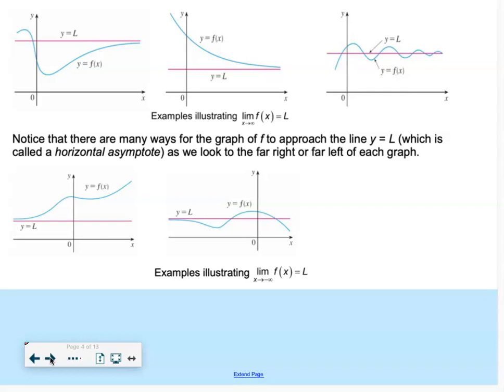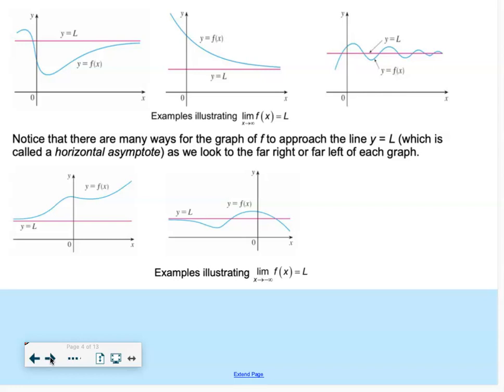So one thing I want you to remember is that a horizontal asymptote is not an electric fence. You can cross over it, right? You can go up and approach it from the top. You can go down and approach it from the bottom. Or you can cross over it a whole bunch of times, right? All of these are fine.